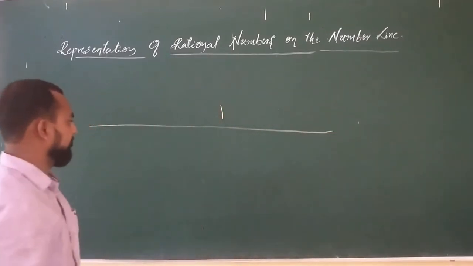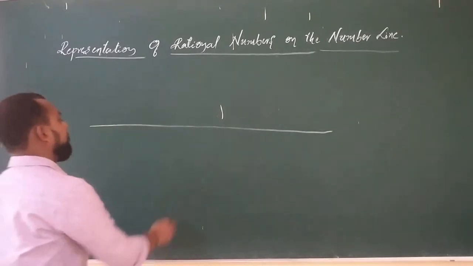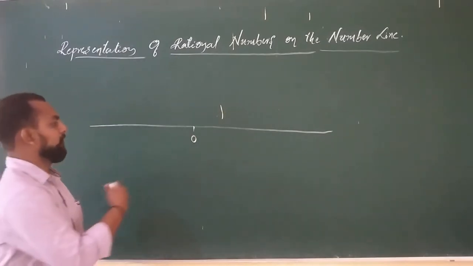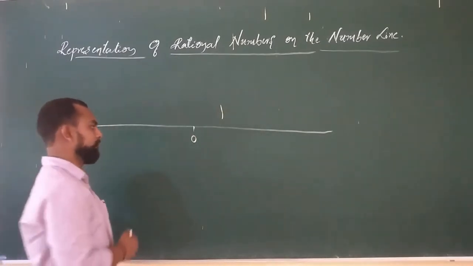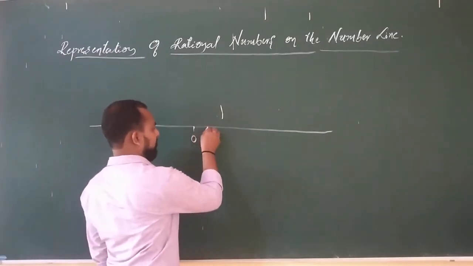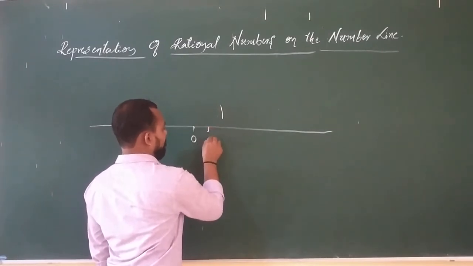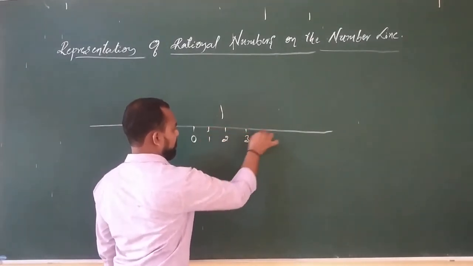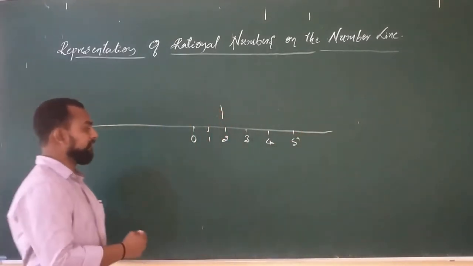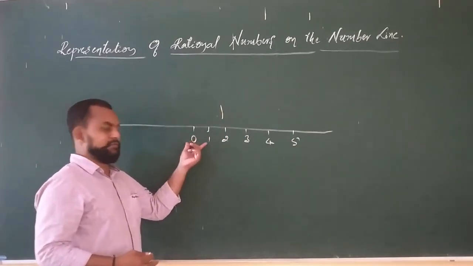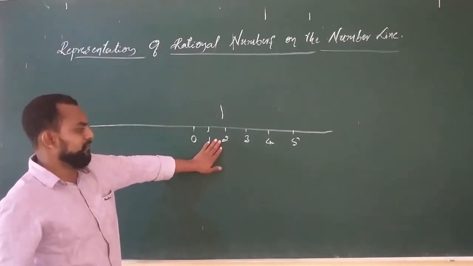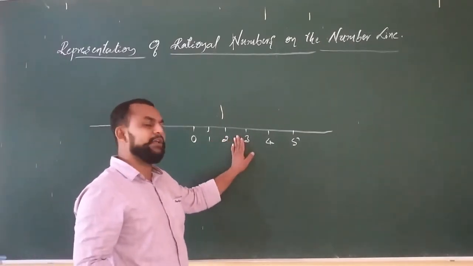The number line is of infinite length. The midpoint of the number line is 0. Move towards the right side of 0, and there are all the positive integers: 1, 2, 3, 4 and 5. There is equal length between the digits: 0 to 1, 1 to 2, 2 to 3, 3 to 4, each is 1 unit.